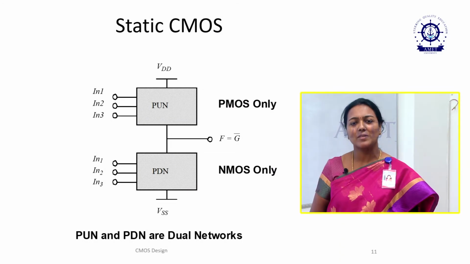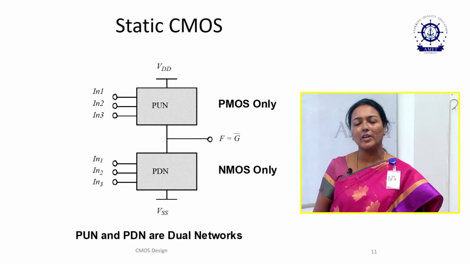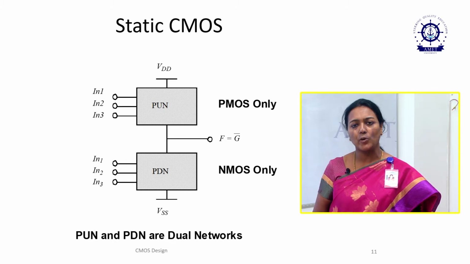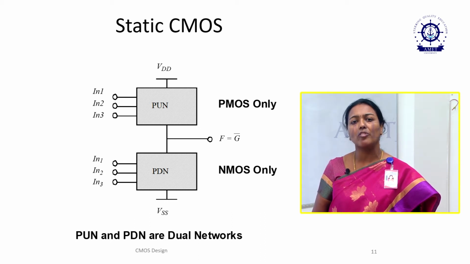In static CMOS, the upper half of the structure is made up of PMOS, that is the PUN, pull up network, and the lower half of the structure is made up of the PDN, that is the pull down network. The pull up network pulls up the output voltage to VDD, and the pull down network pulls the output down towards 0. In the top, the PUN, we can view a number of PMOS transistors, and in the PDN there are a number of NMOS transistors.